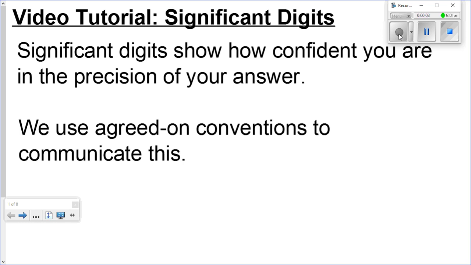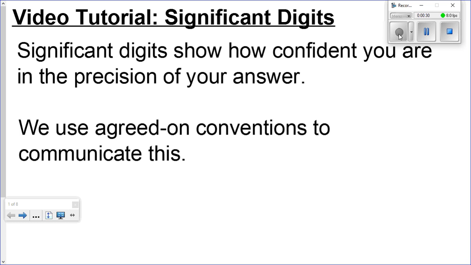This is a quick video tutorial on significant digits. So significant digits show how confident you are in the precision of your answer. You're not going to take a value and give 7 or 8 decimal places if you're really only sure of the first one. So significant digits are how you communicate to other people which digits actually matter because you measured them precisely.